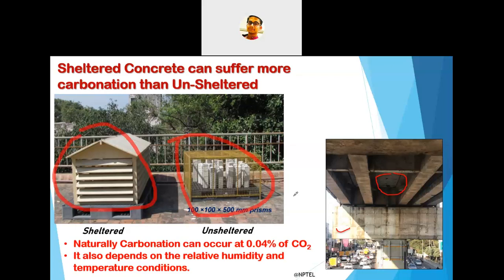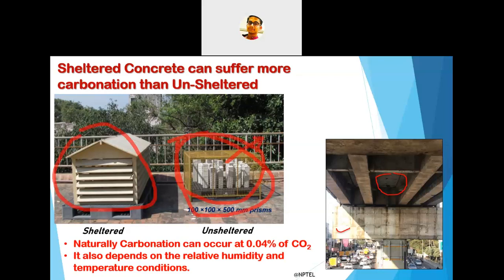So what is the reason behind it? So naturally, carbonation can occur at 0.04% of carbon dioxide. So when there is the presence of 0.04 percentage of carbon dioxide, you can see carbonation. And what is the reason why the sheltered specimen is suffering from more carbonation? Because of the humidity. If you see the unsheltered samples, due to the sunlight, the humidity or the moisture of the sample was getting evaporated, and the samples got dried.